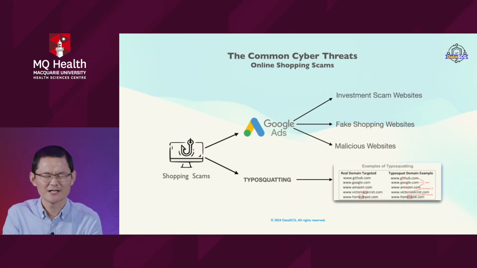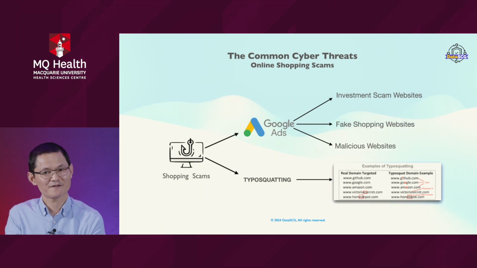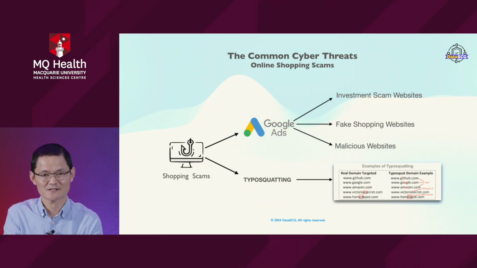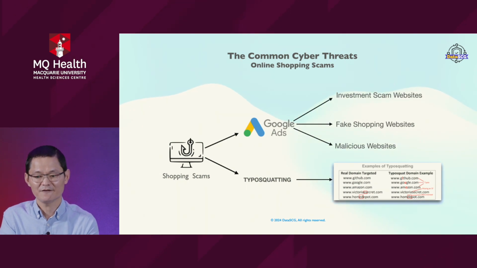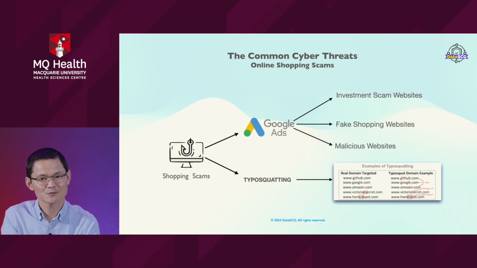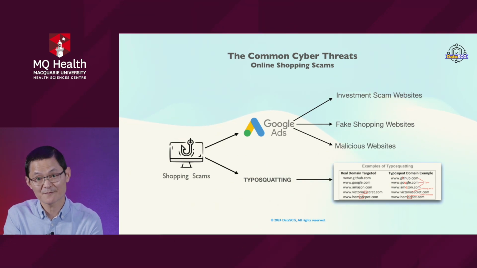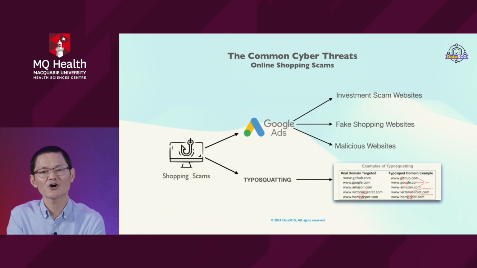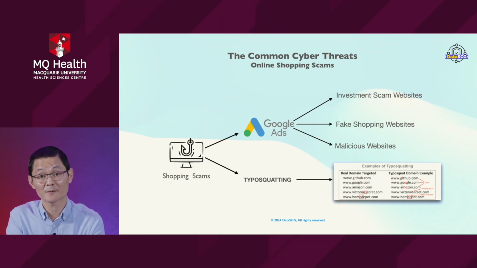Since COVID, we do more shopping online. This provides more opportunities for cybercriminals. There are 2 common types of online shopping scam at the moment. The first one is where a cybercriminal takes advantage of Google Ads, setting up a fake website or investment scam. The fake shopping website looks similar to legitimate websites, and there are malicious software websites offering free games or free software. Once you're on the website, malicious scripts will be downloaded to your device without you realizing.